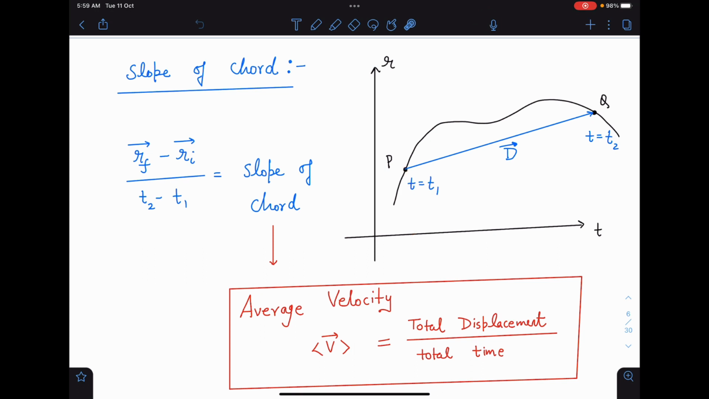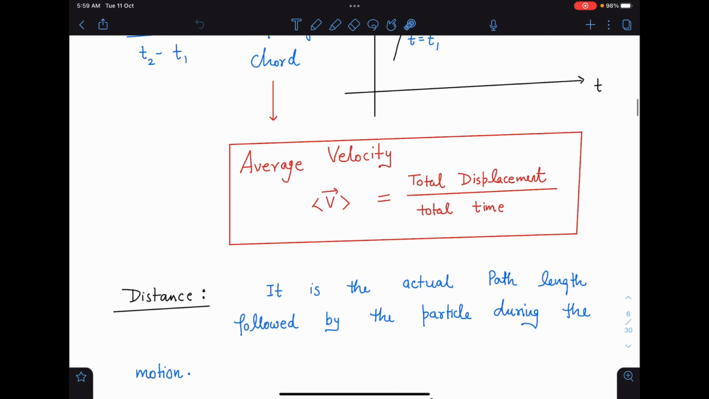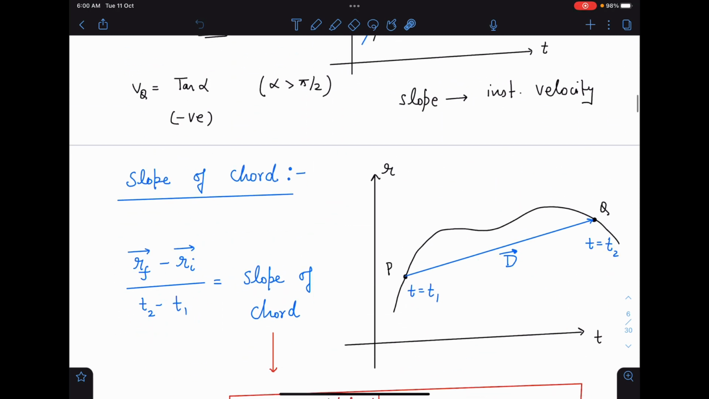Alright. The next point is that the slope of chord will be change in y by change in x, so r final minus r initial divided by time taken. So the slope of chord in a position-time graph is going to give us average velocity, which is nothing but total displacement, if I am counting vector-wise. Otherwise, here this is r1 on the y axis for time t1 and this is r2 on the y axis for time t2. So r2 minus r1 we can write as total displacement. So graph-wise, if you see, this is the displacement.